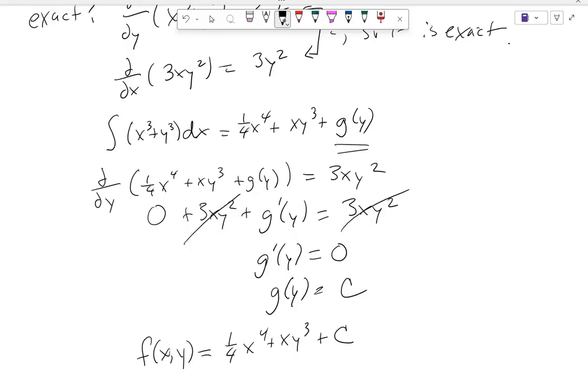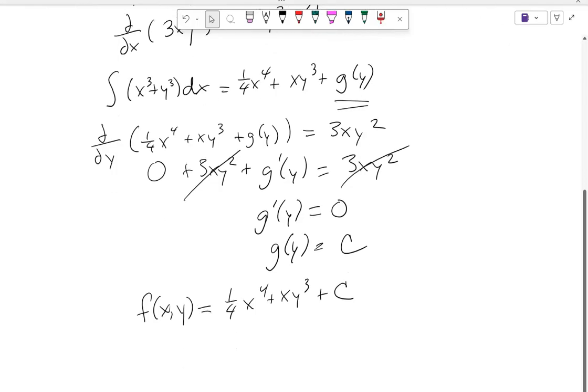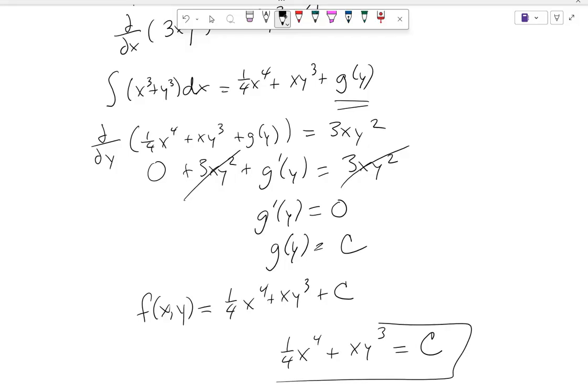We said that the original equation looked like this, right? That was our original equation. Notice on the right-hand side, we have a 0, correct? So when we write our final answer, it actually just becomes 1/4 x to the 4th plus xy cubed equals a constant. Because when I take the derivative of both sides, I would get a 0 on the right-hand side. When I do the total differential, I would get a 0. So this would be your answer.